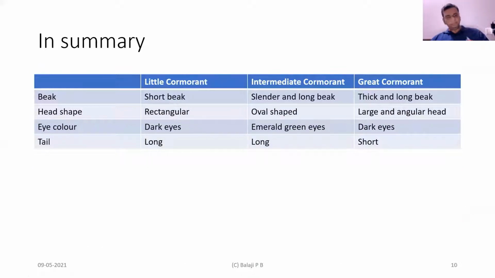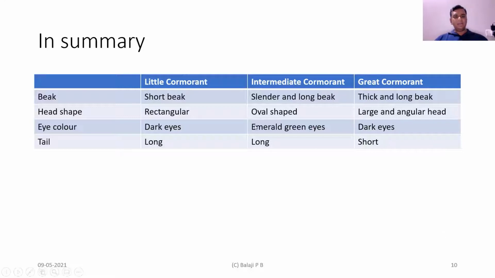So in summary, in the little cormorant, the beak is rather short in proportion to its head. The intermediate cormorant has a slender and long beak. A great cormorant has a thick and long beak. Head shape: the little cormorant has a rectangular head, the intermediate cormorant has an oval-shaped head, and the great cormorant has a large and angular head.